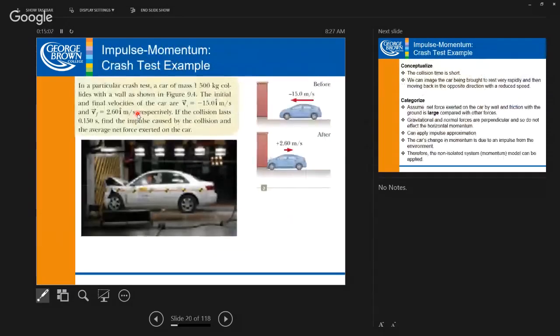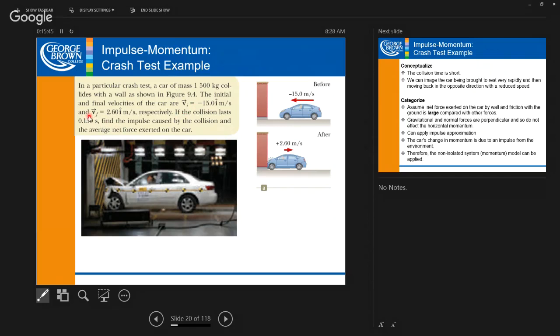So here's a crash test example. A car with a mass of 1,500 kilograms collides with a wall, as shown in this figure. The initial and final velocities of the car are v initial, which is negative 15 meters per second. Notice where it says I means on the x-axis, because it's a one-dimensional collision. Negative means it's going towards the left. If it was positive, it'd be going towards the right. Going easterly to the right is positive. Northerly, north or up, is positive, and so on.